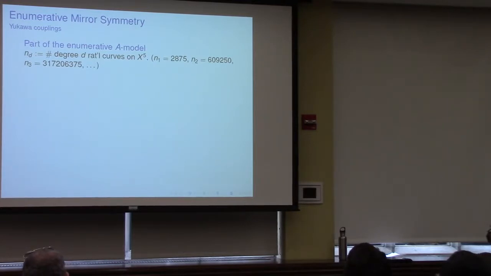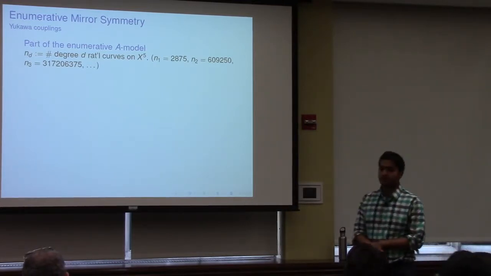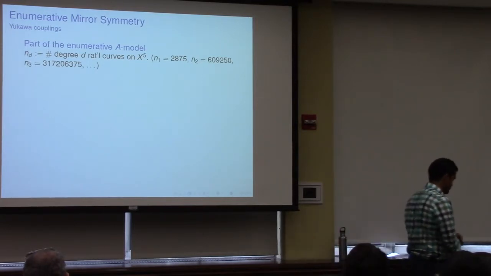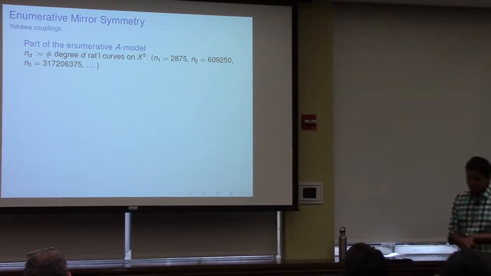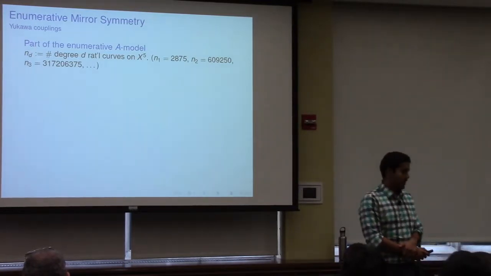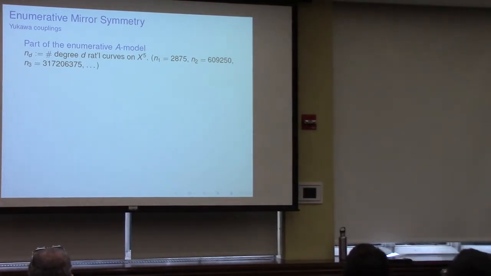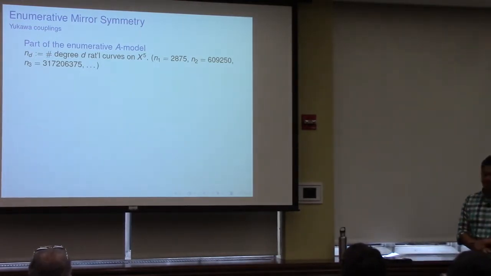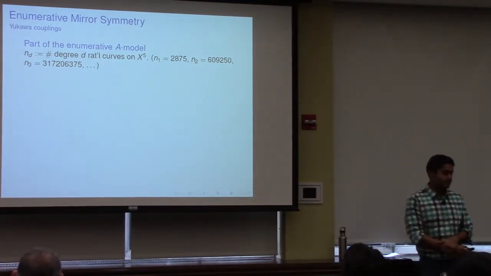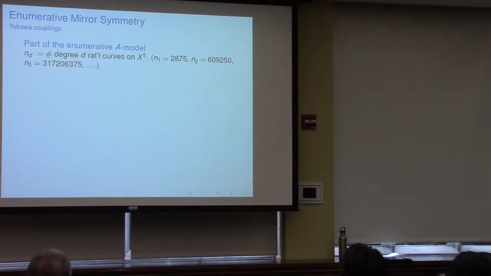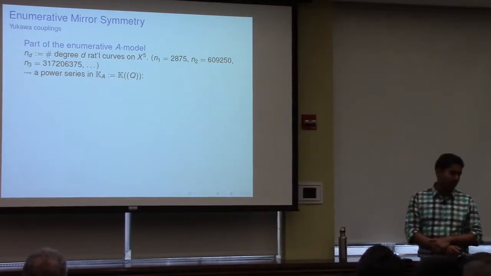So let's talk about enumerative mirror symmetry. What do we mean for the purposes of this talk? Of course, enumerative mirror symmetry is much more broad than what I'll say here. One part of the enumerative A model is this series n sub d, where n sub d is the number of degree d rational curves on the quintic. So this is a well-known series. N sub 1 is 2,875, n sub 2 is 609,250, n sub 3 is that number there, and so on. And we want to think of this as being packaged into some generating series in this field, Laurent polynomials in Q.